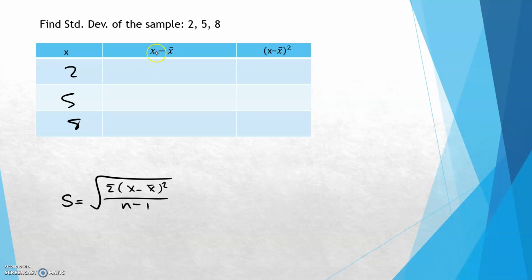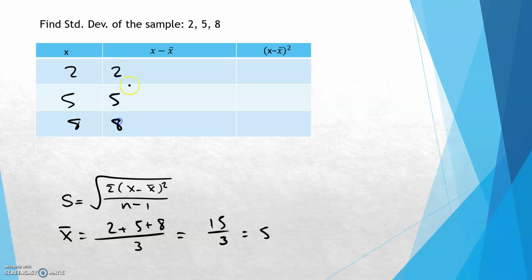Okay, and then we need to do the data value minus the mean. So we need to find the mean. We're going to add all these numbers up, divide by 3, so 15 over 3 is 5. So I'm going to take each one of my data values, subtract it from my mean. -3, 0, and +3. Each one of these is a deviation. Remember, if we add all these up, they should come out to 0, which it does.